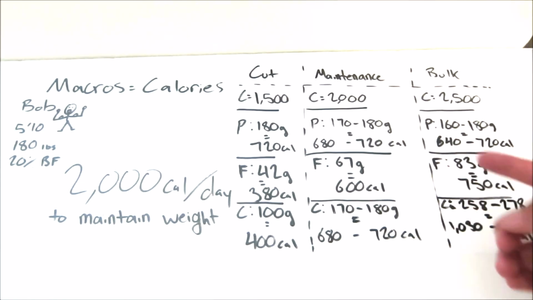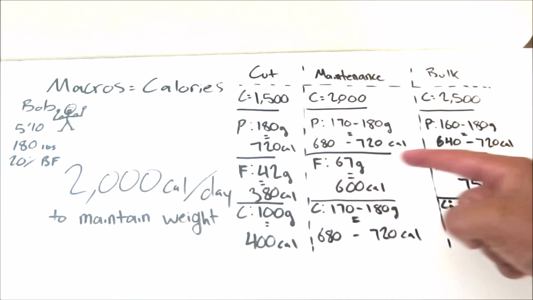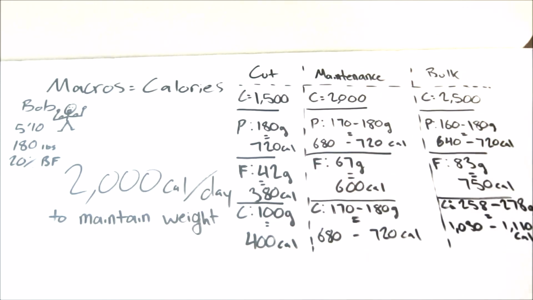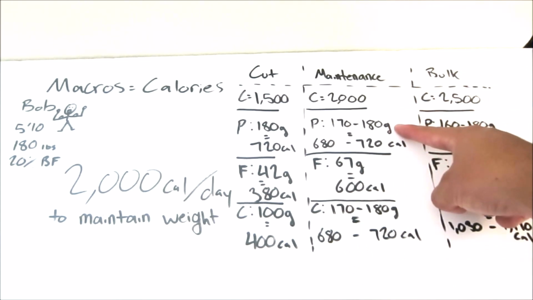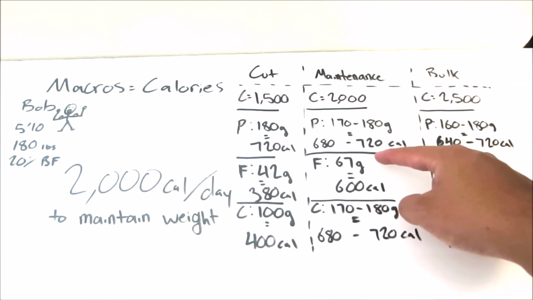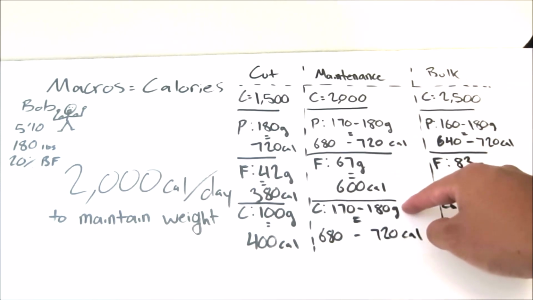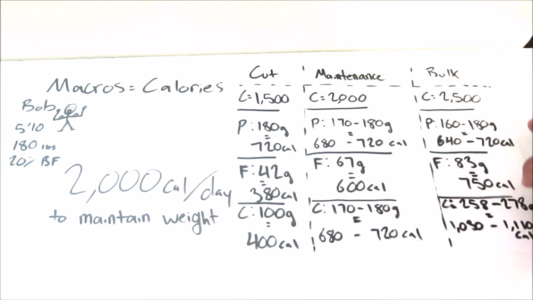So once again, to recap, a cut, say we're at 1500 calories, we have 180 grams of protein, 42 grams of fat, 100 grams of carbs. For maintenance level, we have an option between 170 to 180 grams of protein, 67 grams of fat, 170 to 180 grams of carbs. For a bulk, we have all the way up to 2,500 calories for a range of 160 to 180 grams of protein, 83 grams of fat, and 258 up to 278 grams of carbs.